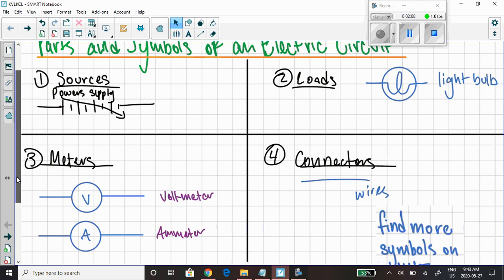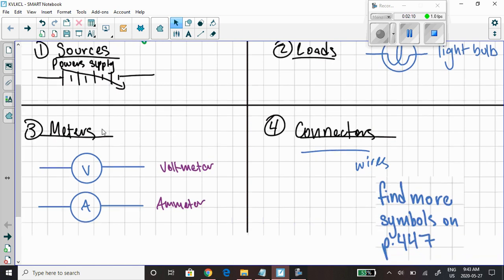The third category of parts of an electric circuit are meters. Things like a voltmeter measures how much voltage you get at a source, how much voltage you lose at a load, like this. And an ammeter, here's the symbol for it, measures how many amperes of current are in a particular part of a circuit. That's the symbol for it.